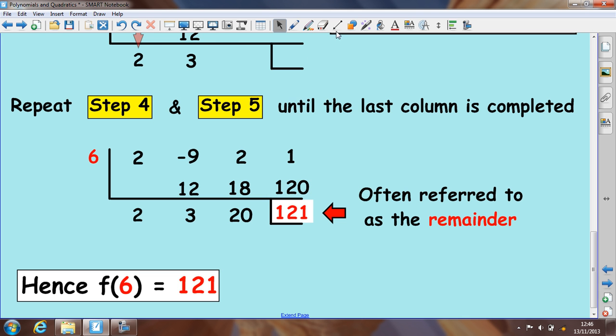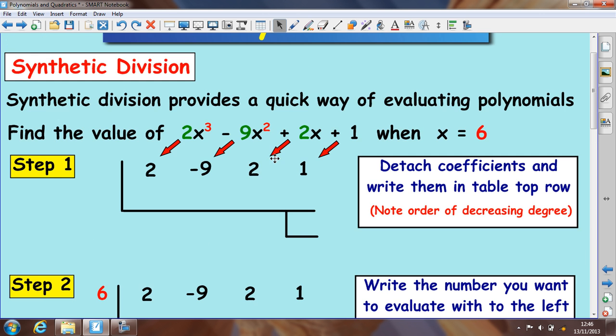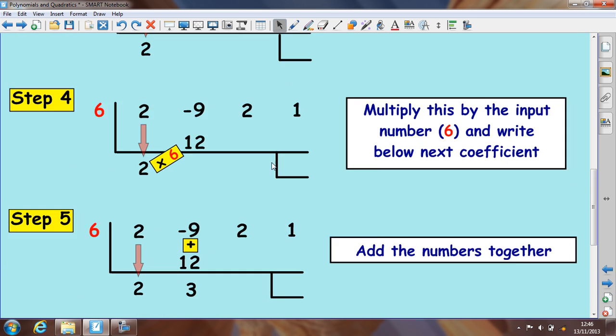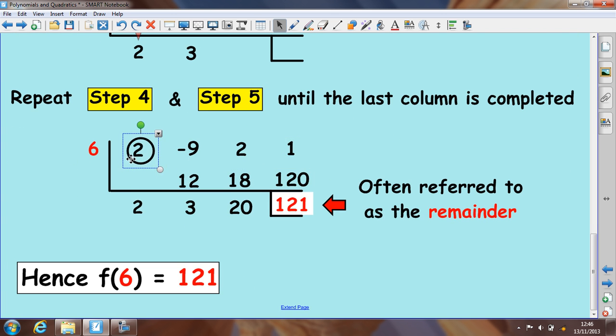So just to go over that process again, what are you doing? Well, you write your value here that you're trying to evaluate, the x value. You put your coefficients along the top, the coefficients coming from the polynomial. This term here drops down to here, always, and then you multiply these two. So 6 times 2 makes 12, and then you add. 3 times 6 makes 18, then you add. 20 times 6 makes 120, then you add.